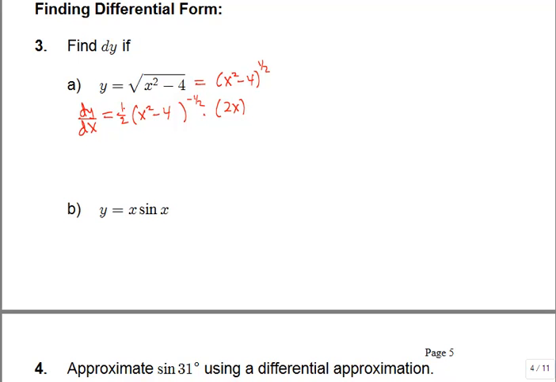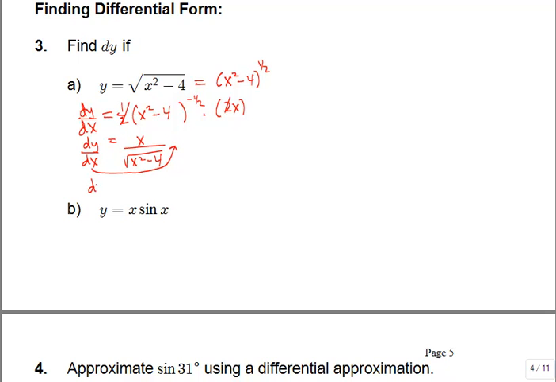Now cleaning that up a little bit, the 1/2 and the 2 cancel, so I have that x, and then this is a negative exponent, so I can flip it down to the bottom, and a 1/2 power is a square root, so let's change it. So dy over dx is x over square root of x squared minus 4. Now to turn this into its differential form, all you're going to do is split up this dy over dx by sort of cross multiplying that dx to the other side.